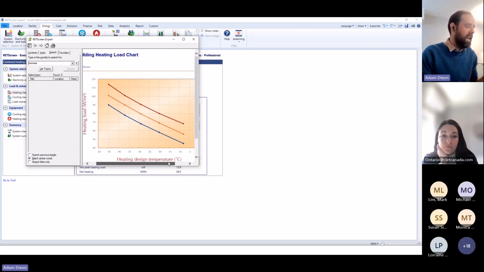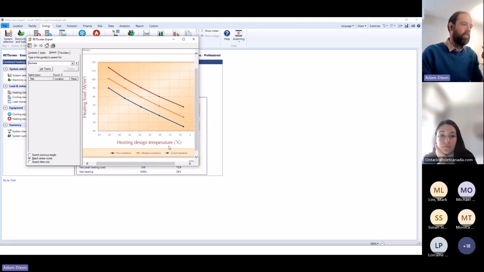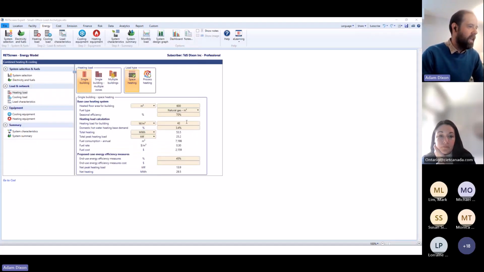You can make an estimate based on your insulation level and your heating design temperature. RedScreen can give you the heating design temperature, or you can contact someone who does the HVAC work in your building. They'll likely know what the design temperature was as well. So you can make an estimate there. Then I plug that number in from the estimate, and play with it a little bit to reconcile against my historical consumption.